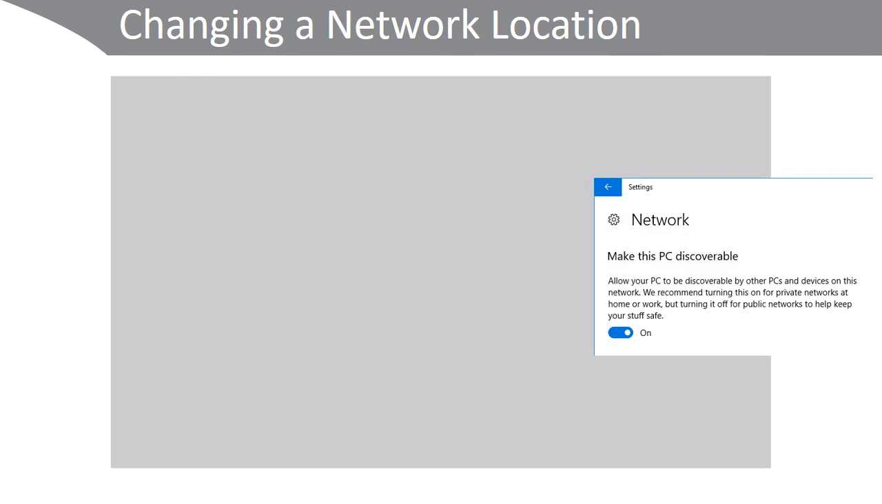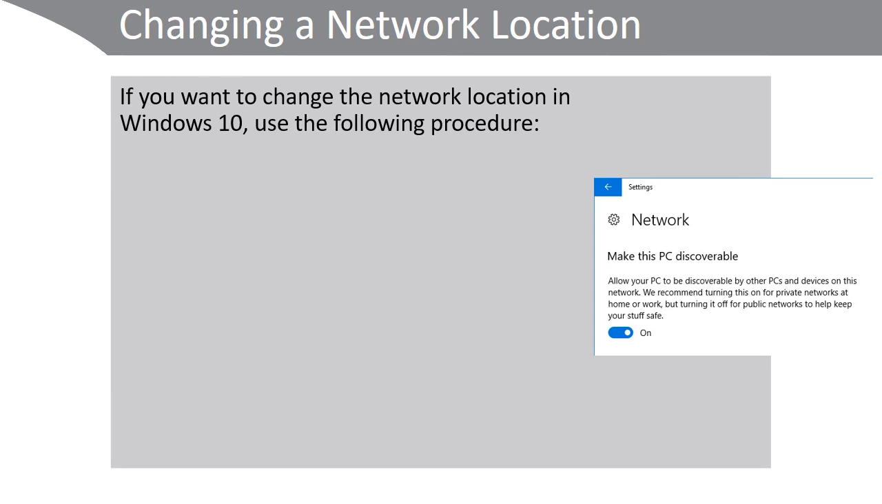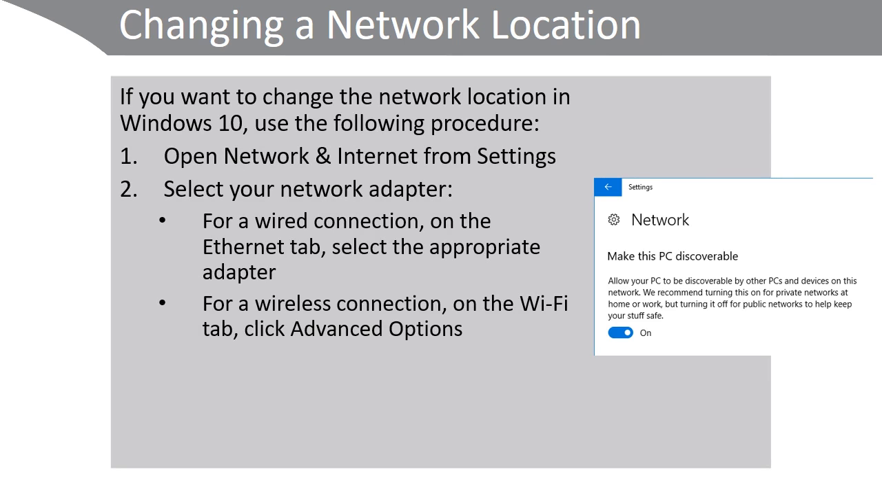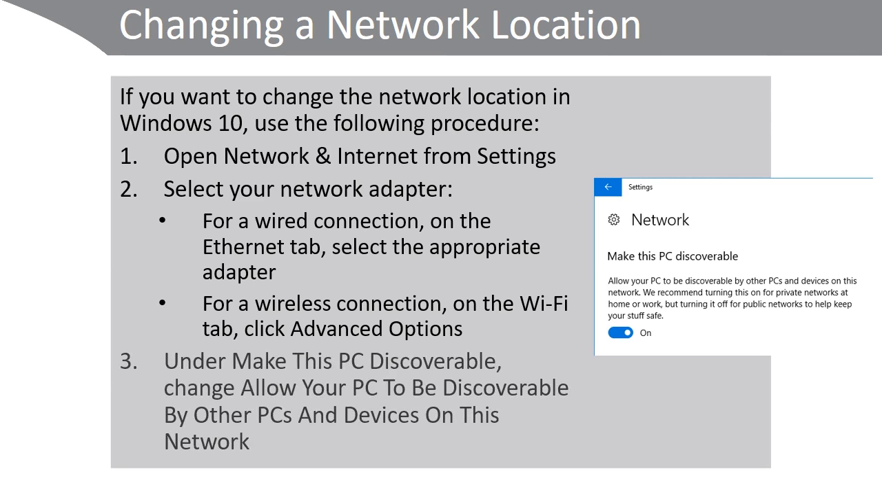You can change the network location settings by going into settings and choosing make this PC discoverable. So open Network and Internet from the Settings app. Select your network adapter. For a wired network connection, use the Ethernet tab and select the appropriate network adapter. For a wireless connection, on the Wi-Fi tab, click Advanced Options. Then under Make this PC discoverable, which you can see in the graphic, change Allow your PC to be discoverable by other PCs and devices on this network.